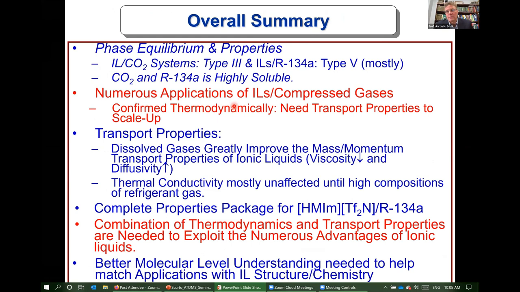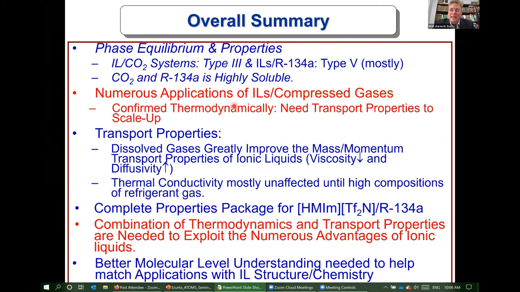So I want to just come back with a summary over all this work. So we've kind of woven together looking at phase behavior, phase equilibrium, a little bit of modeling, showing some potential applications, and then looking at some of the important properties in order to understand how to use these in various applications, namely the transport properties. So for the phase equilibria properties, CO2 is almost always immiscible with the ionic liquid, a type 3 system, whereas R134a does have more interesting type 5 phase behavior. Both are relatively soluble. We've at least shown thermodynamically that ionic liquids and these refrigerant gases might have a lot of potential in a variety of different applications, from engineering applications to just simple separating hydrofluorocarbon gases.